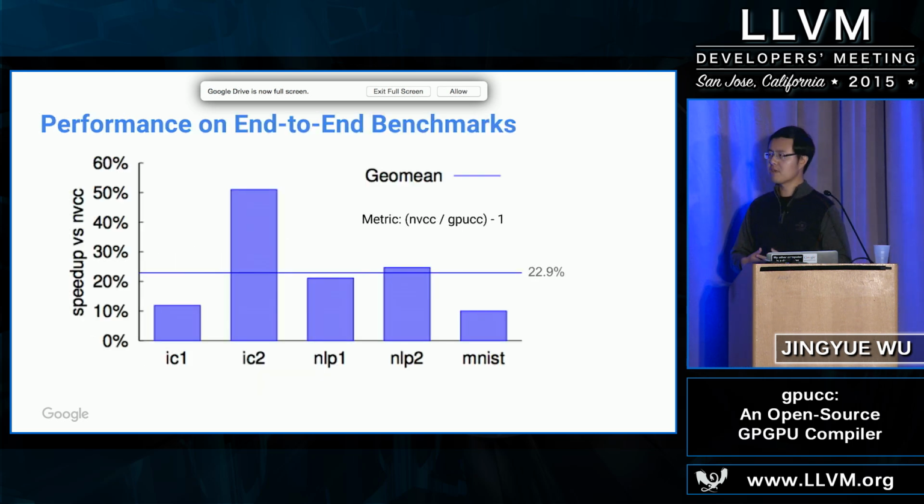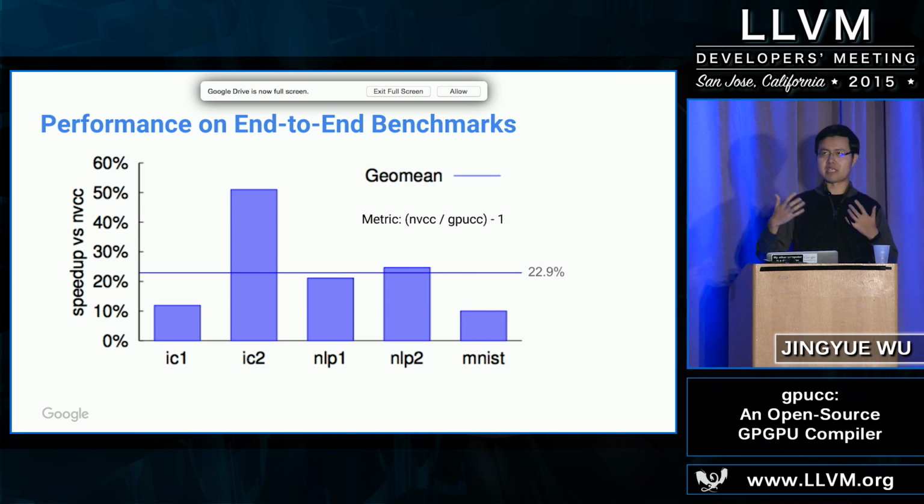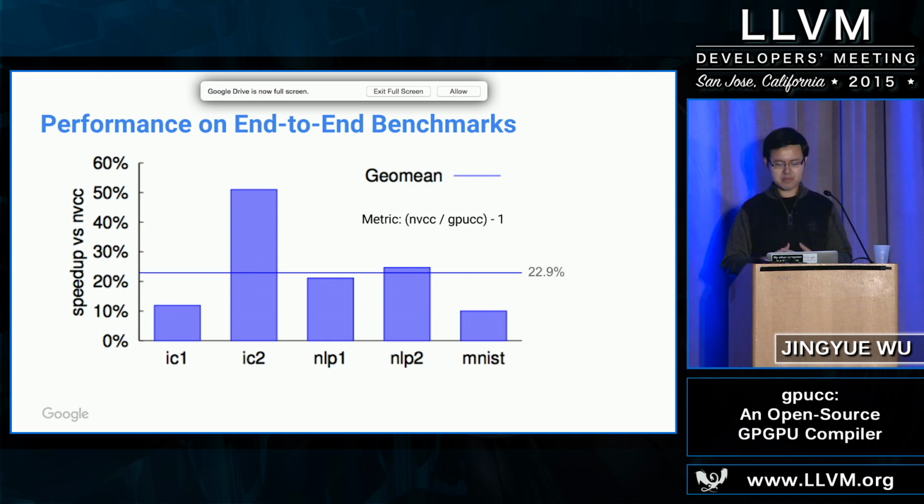So first I'm going to show you the runtime performance on the end-to-end benchmarks. The metric here is the runtime of the nvcc version divided by the runtime of the GPUCC version. So the higher the bar is, the better GPUCC performs. The speedup of all the 5 benchmarks ranges from 10% to 50%. So we're faster than nvcc on every one of them, and the geomean is around 23%.